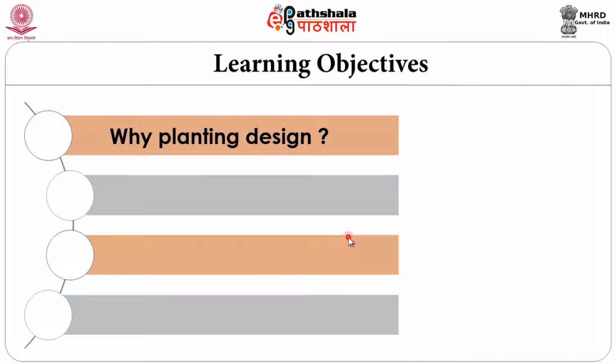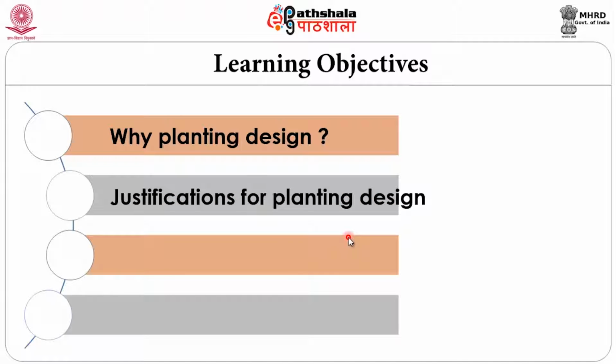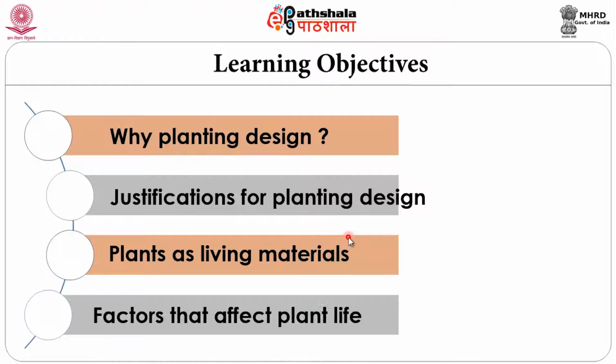First is why planting design, what is the need for doing design considering plants as a living material. Then we have a set of justifications as to why we need to do planting design itself. Then we would look at plants as living materials themselves and how we could use them, considering the fact that they have life within them, and also the factors that affect plant life as such.